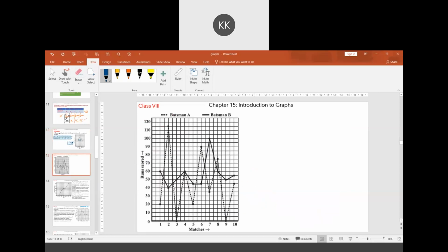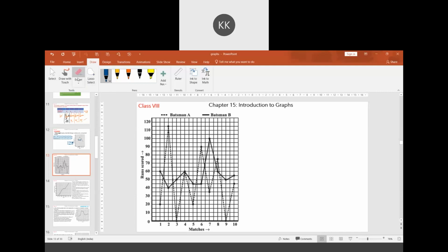Just observe this. This is also a line graph. Here there are two lines. One is dotted, one is a complete line. This dotted one gives the scores of batsman A. This complete line gives the scores of batsman B. With respect to the number of matches, we can compare both the scores.